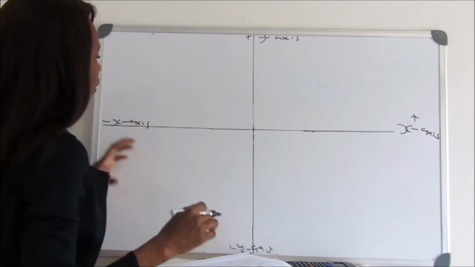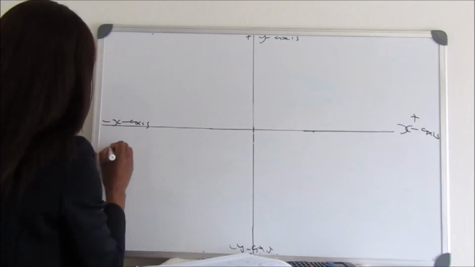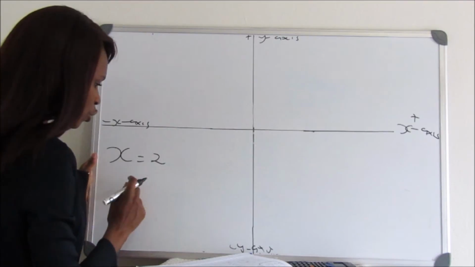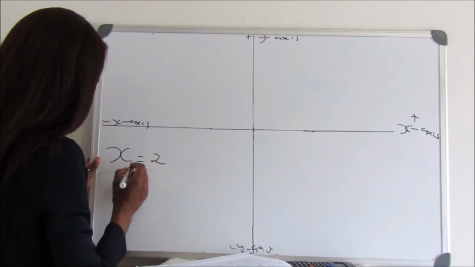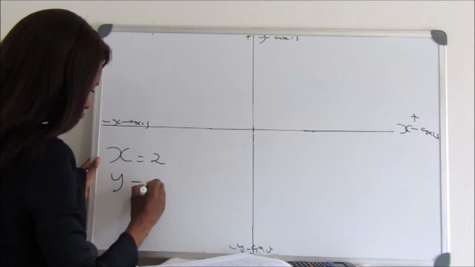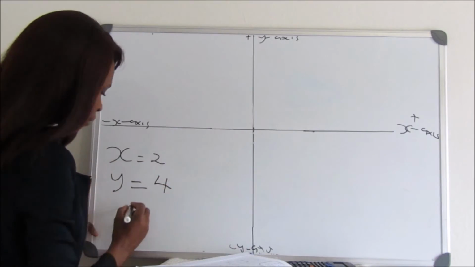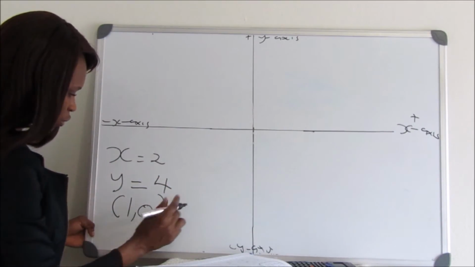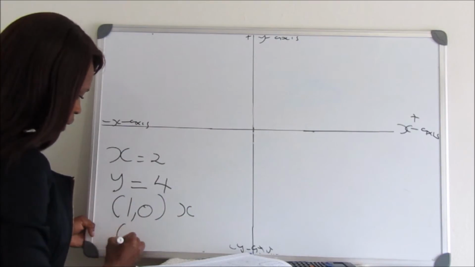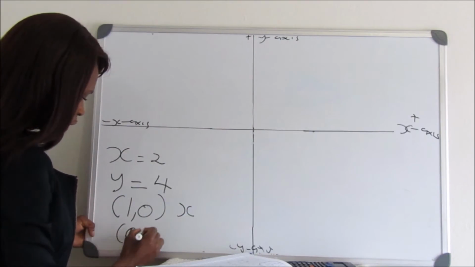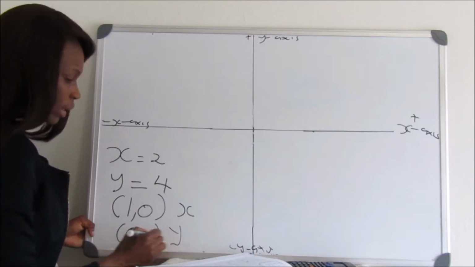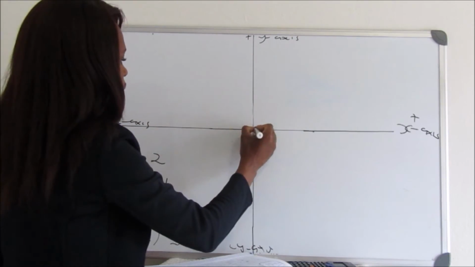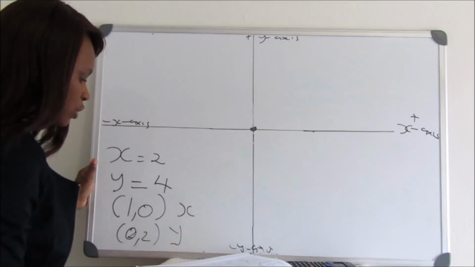Okay, the points that we had: our vertical asymptote, which is x equals 2, and our horizontal asymptote, which equals 4. Our x-intercept was (1, 0), and our y-intercept was (0, 2). From here, this is our origin, which is (0, 0).